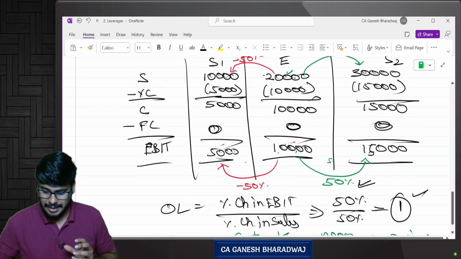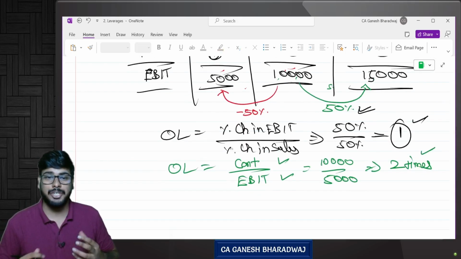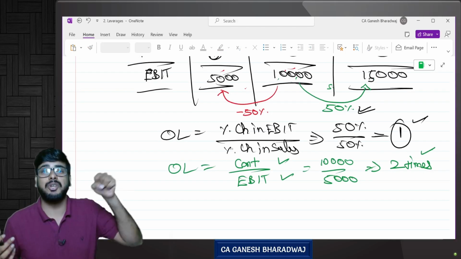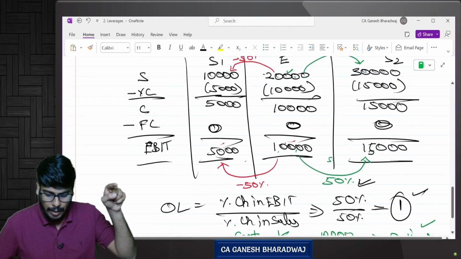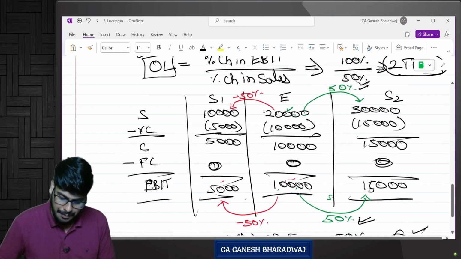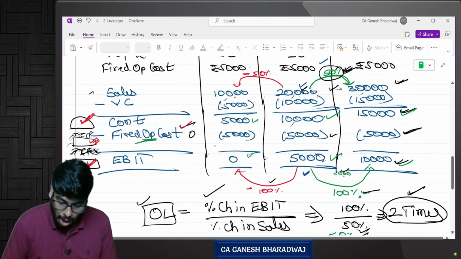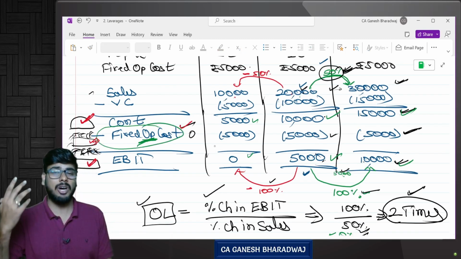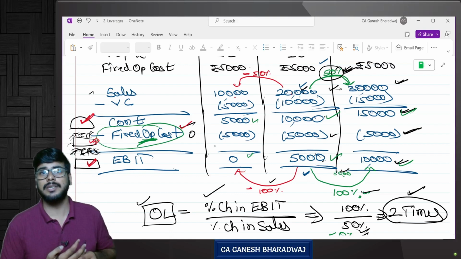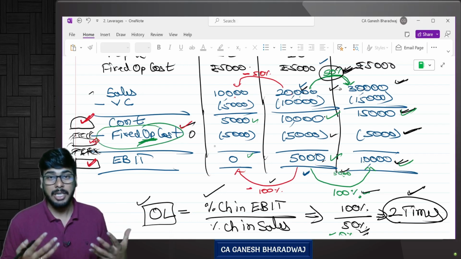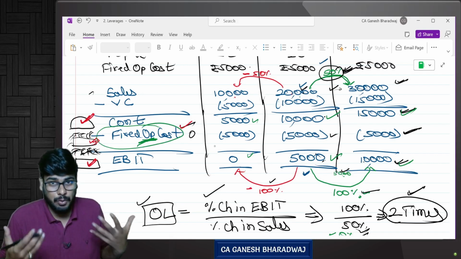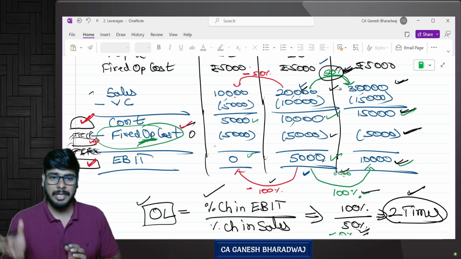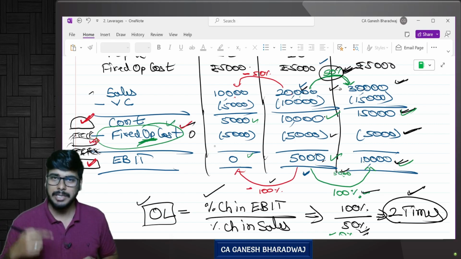Operating leverage shows the magnifying effect, and that is because of the business risk. Sir, why is it called business risk? Because here we are considering only the fixed operating cost. Generally speaking, fixed cost denotes risk. Sir, why is it risky? If you have more fixed costs, you tend to be more risky. Why? Because irrespective of whether you make a profit or a loss, a fixed cost needs to be paid.